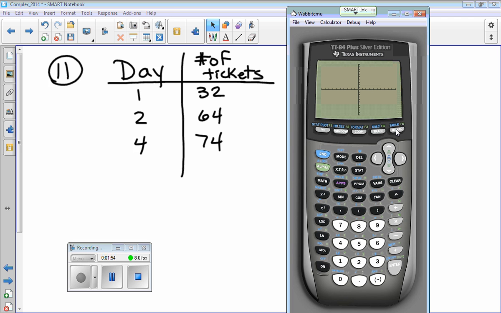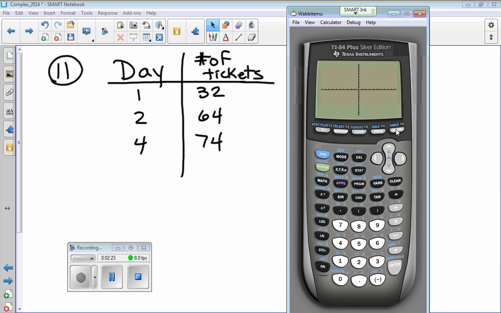We're just looking for the points, right? Where are my points? If you look at the size of the numbers, they're up at 32, 64, 74. What kind of window do I have right here? It's too small. I have to make it bigger.